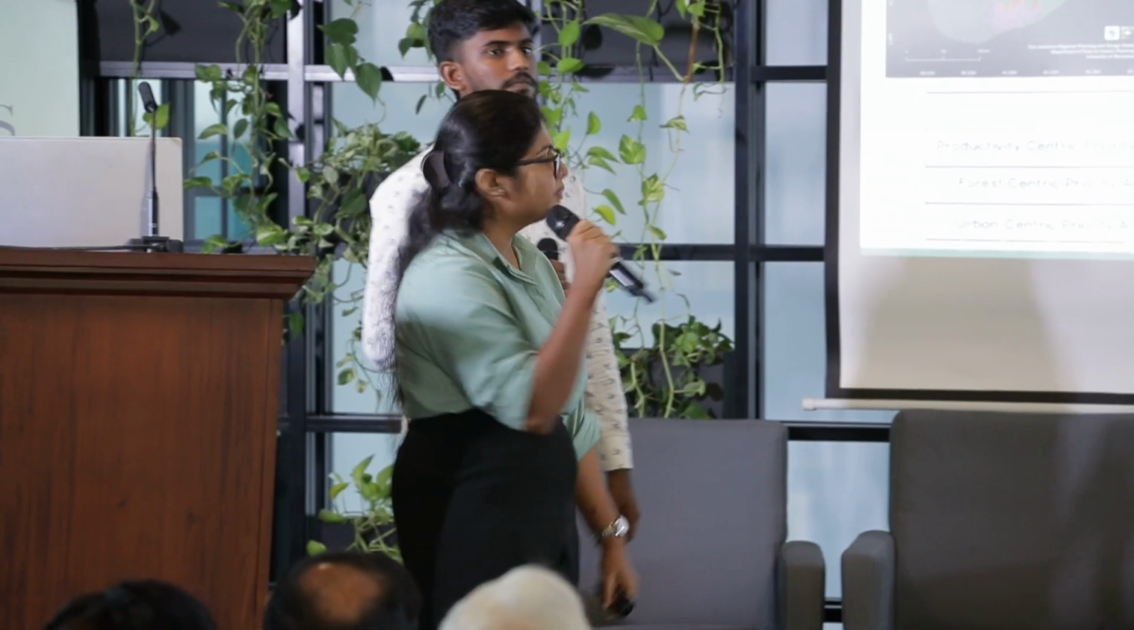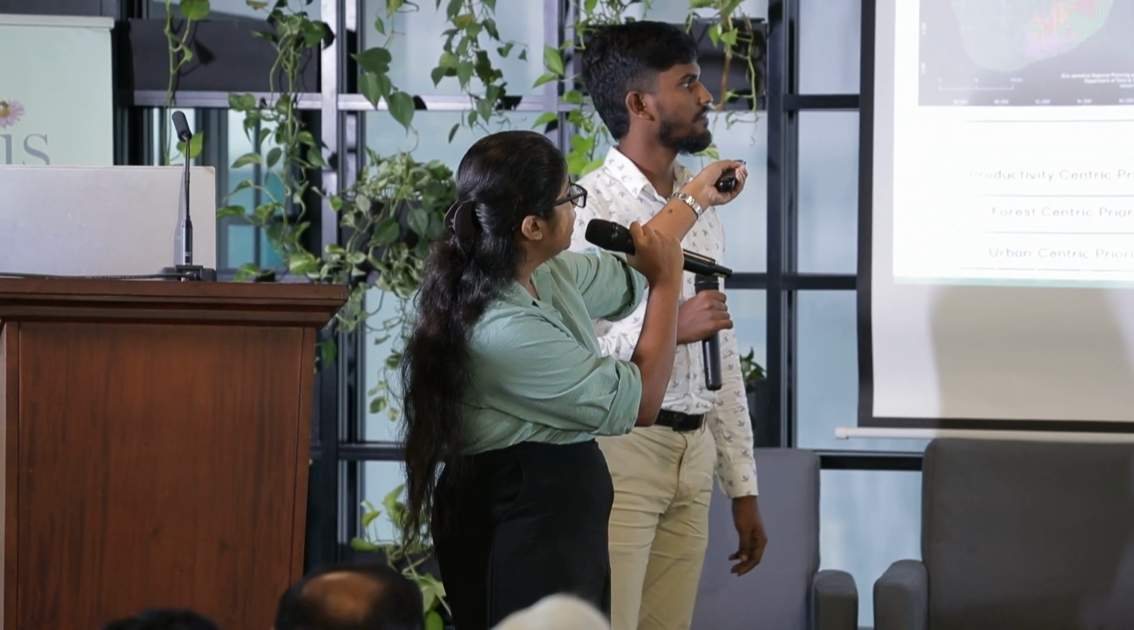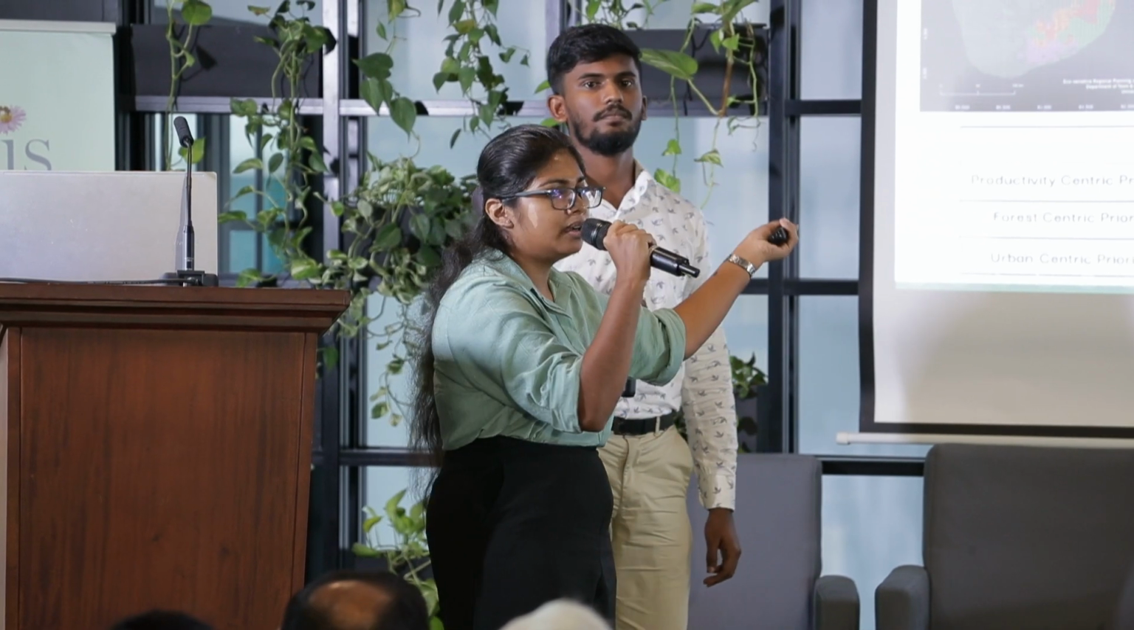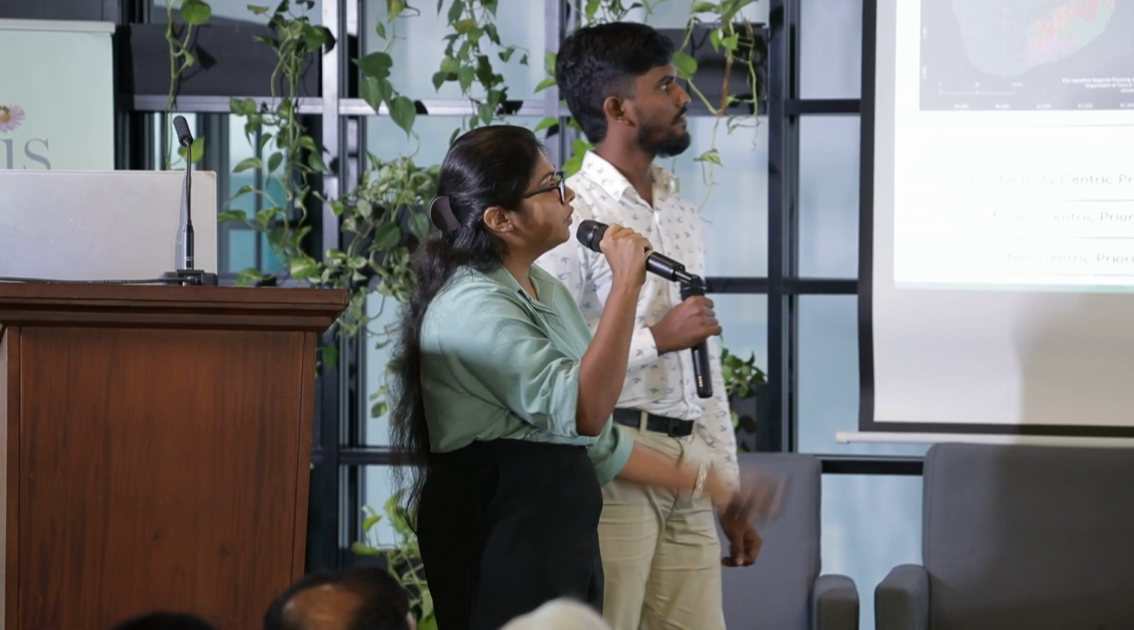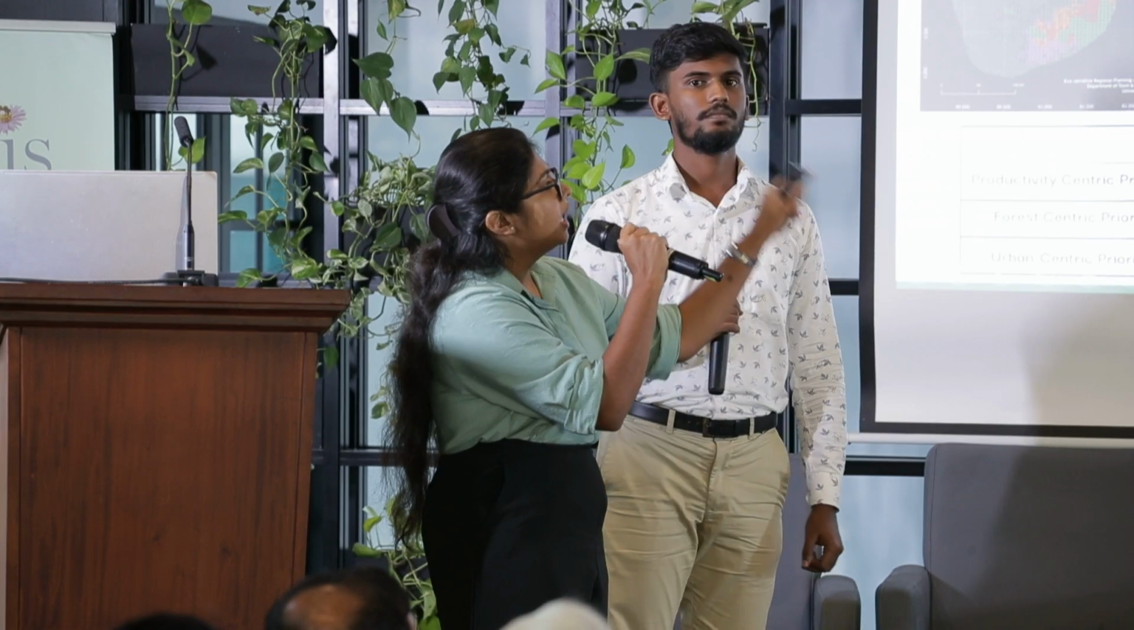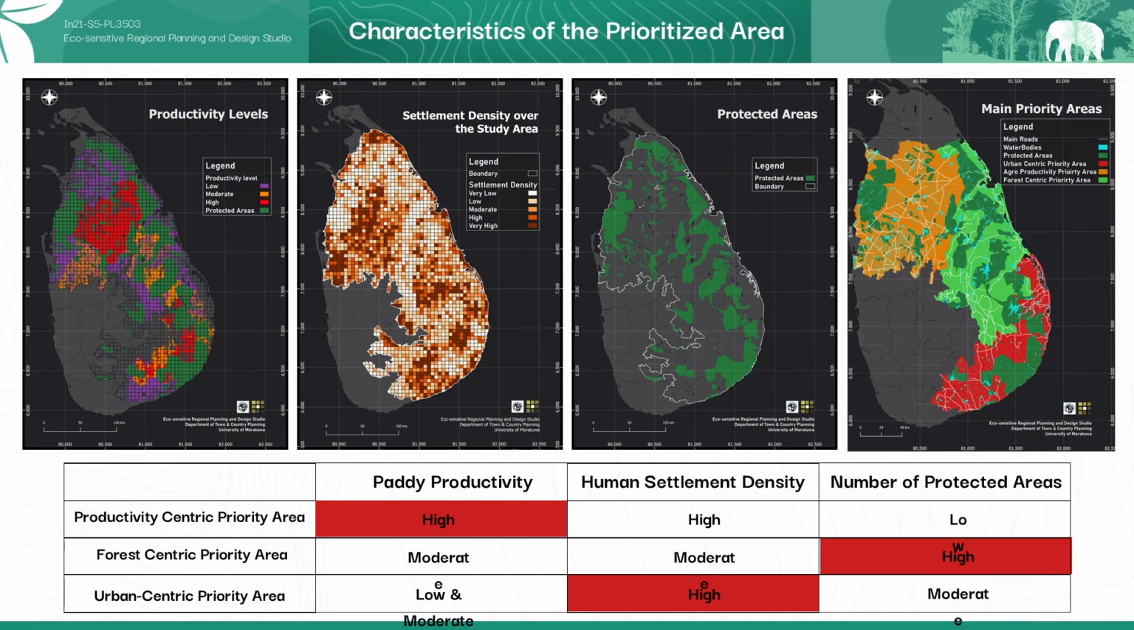So as an example, when we consider the Anuradhapura area, it has a high level of paddy production, and also a moderate level of human settlement, and it has a smaller number of protected areas. So this area's main and unique characteristic is paddy productivity. So based on that, we formulate that area as a productivity-centric priority area. So likewise, we formulate the other 2 areas as well.